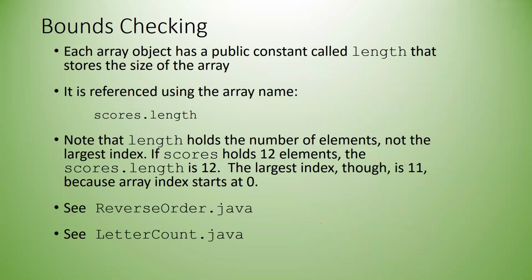Bounds checking. Because array, as we said, is a class, and that class has a public constant named length. When you create the array with the size, it will assign that value to length. So scores.length, where scores is the name of the array. .length is a variable. It doesn't have the parentheses. This will give you the number of elements in the array.